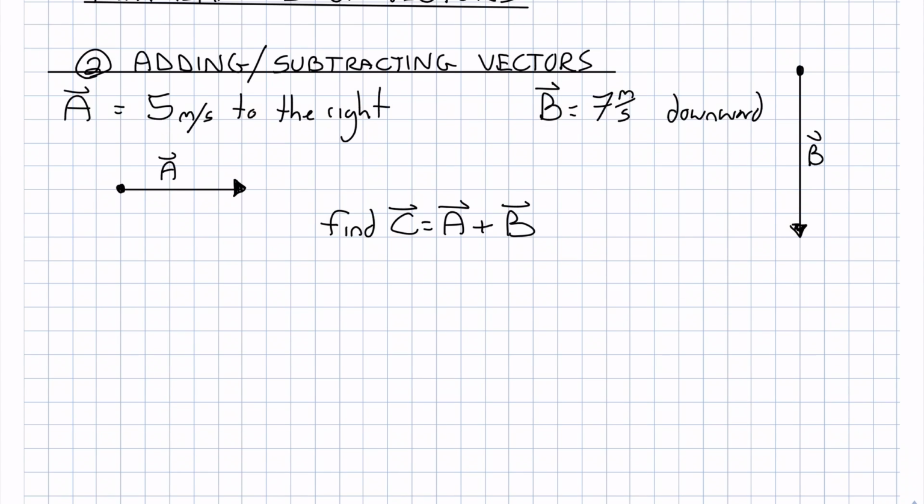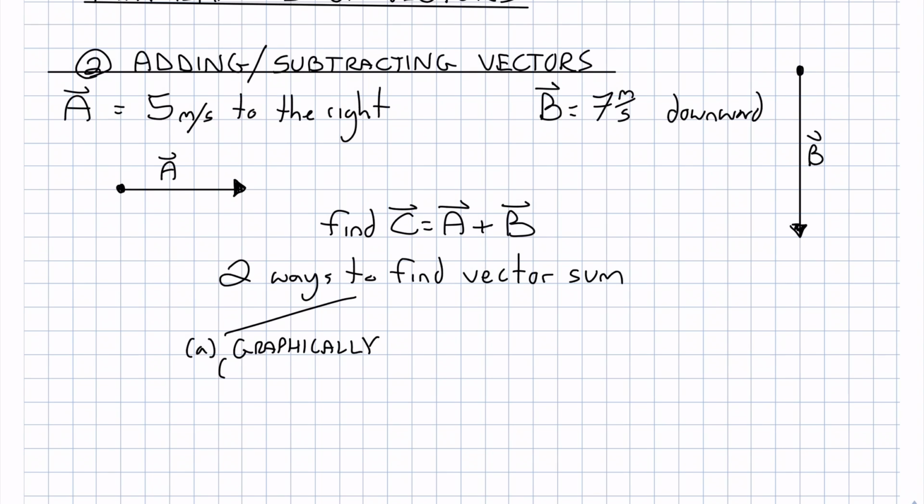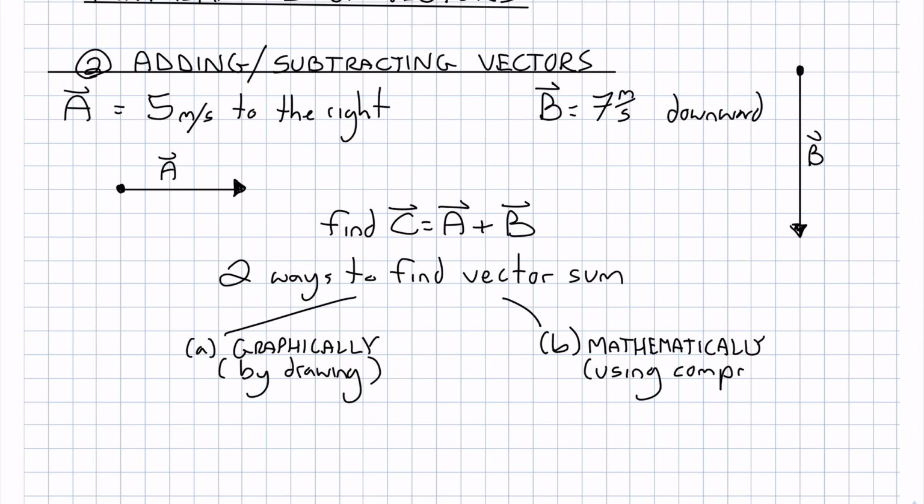Now, as I alluded to before, there are two different ways to add vectors together. There's the graphical method that involves drawing things to scale. There's also a mathematical way to do it that involves vector components, and that usually involves trigonometry. We'll be dealing with that in an upcoming video. In the next video, we will learn how to add and subtract vectors using the graphical tip-to-tail method.